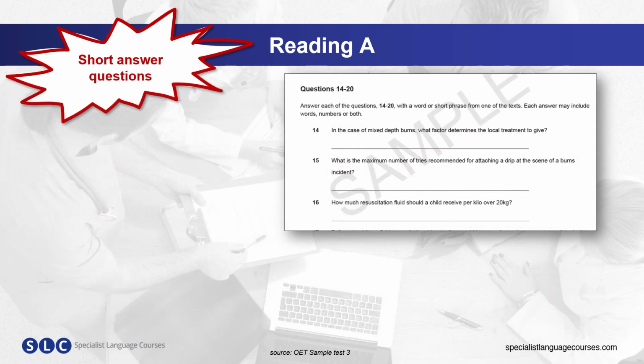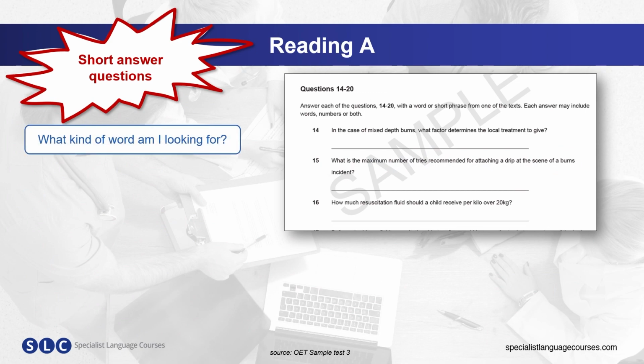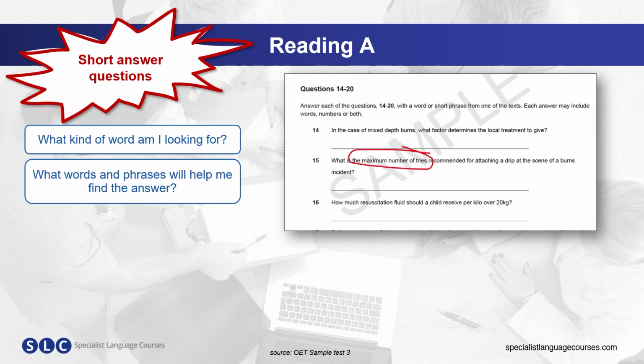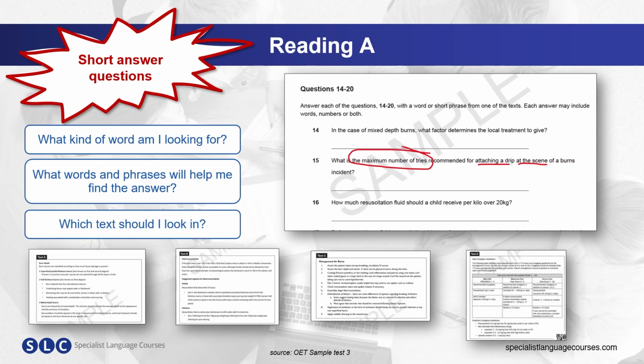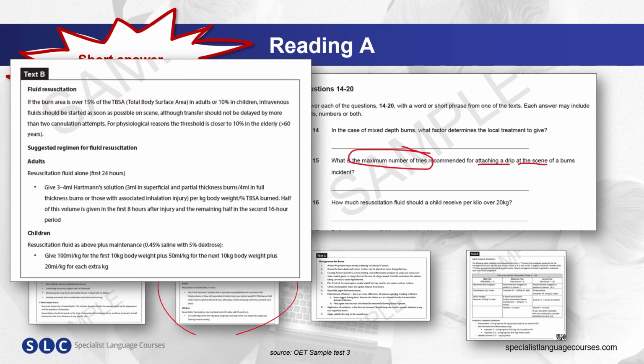For short answer questions, you follow the same strategy. What kind of word am I looking for? So for question 15, it's maximum number of tries. What words and phrases will help me find the answer? So here, attaching a drip at the scene. And also, what text should I look in? For this one, text B. We then need to scan to find the answer. And here we can find intravenous fluids and on scene. And we then read, should not be delayed by more than 2 cannulation attempts. So we know the answer is 2.